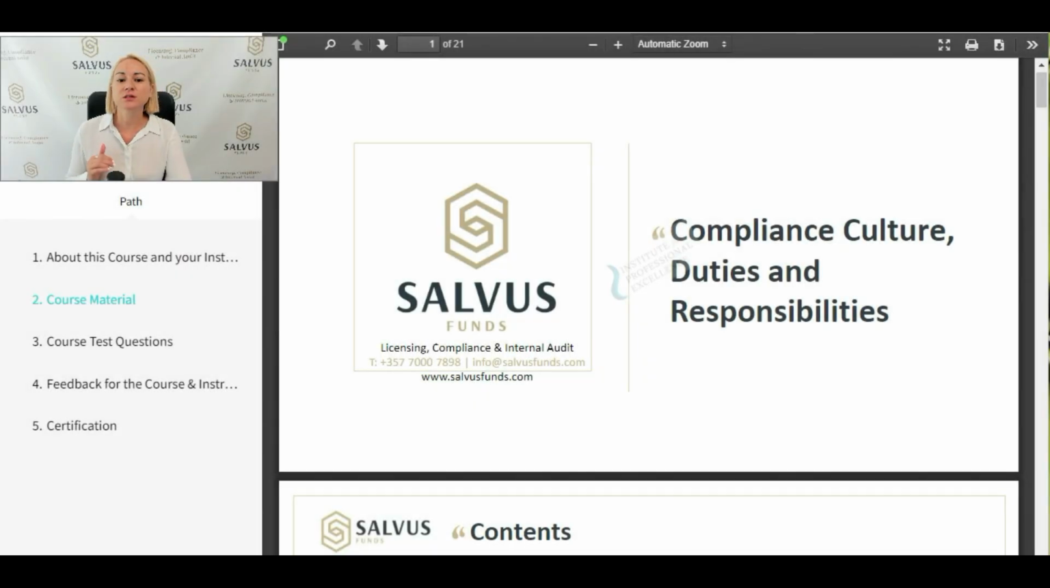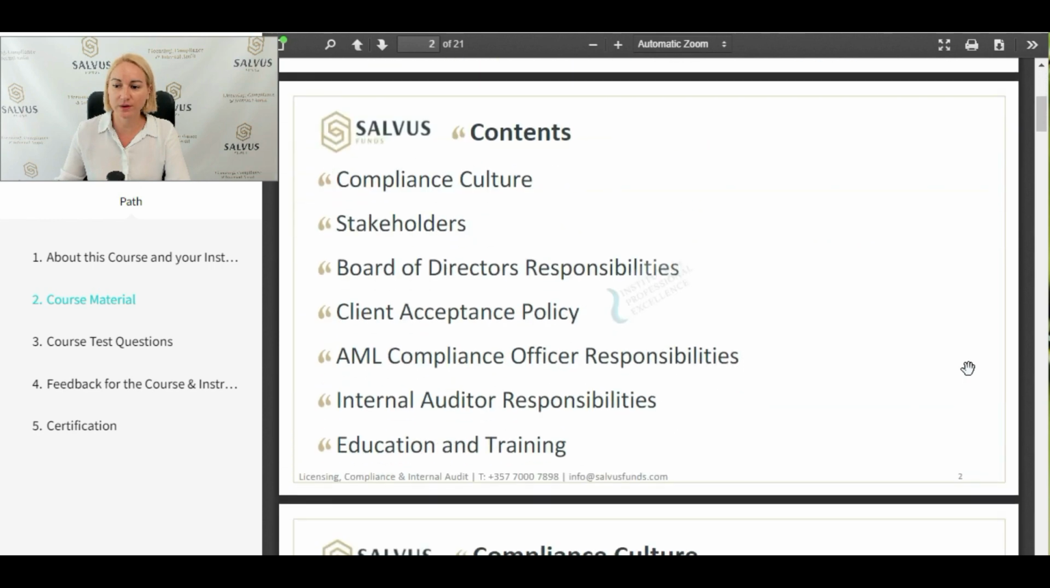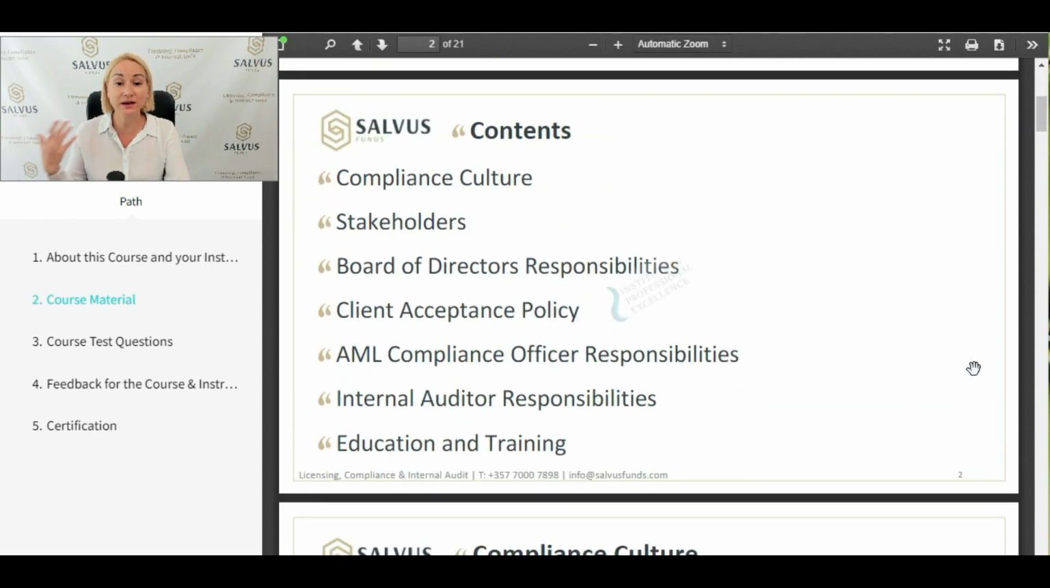Compliance culture, duties and responsibilities is our next section, and we are discussing this extensively here, where we are covering the culture, compliance culture, and how you have a strong compliance culture, the stakeholders involved to have one, board of directors responsibilities, the client's acceptance policy and who is responsible to accept it, to approve it, the AML compliance officer responsibilities, internal auditor responsibilities, and education and training.